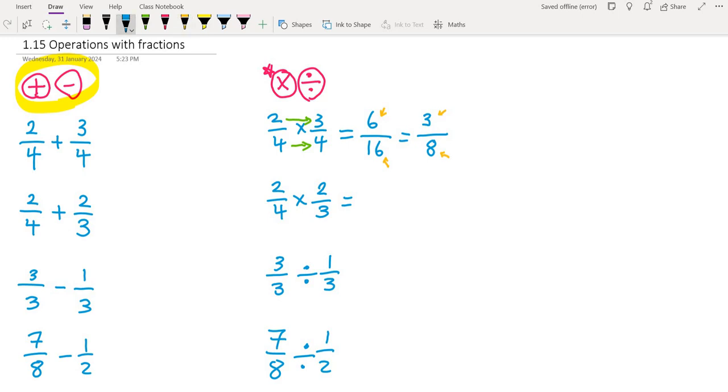In this next example, again, we're dealing with times here, so all we need to do is times the top, times the bottom, and simplify if we can, and that's it.